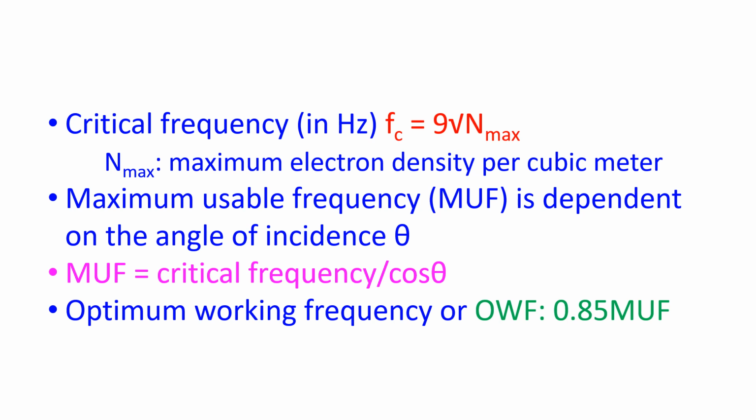Maximum usable frequency, MUF, is dependent on the angle of incidence theta. MUF is equal to critical frequency divided by cos theta. There is also an optimum working frequency, or OWF, which is 0.85 MUF. Maximum usable frequency and optimum working frequency are with reference to communication between two given points at a given time.